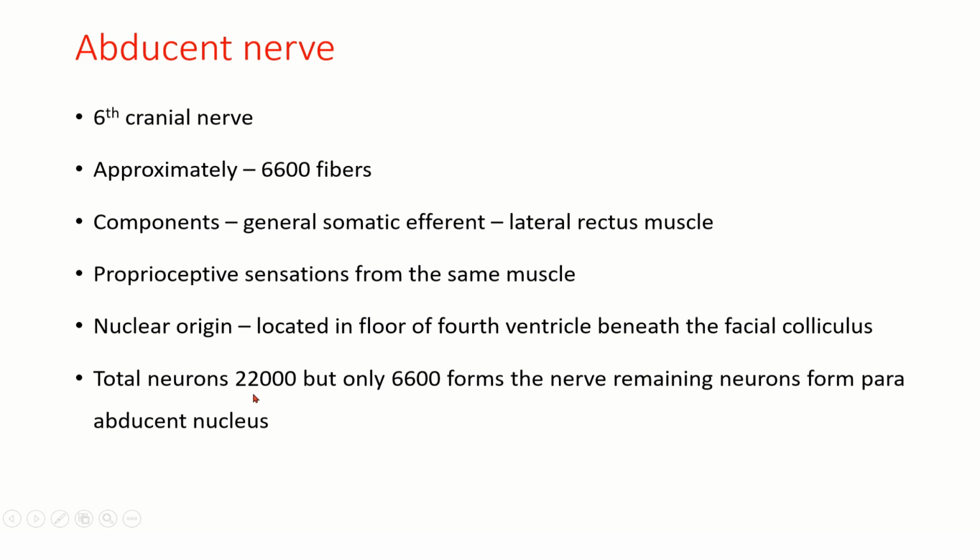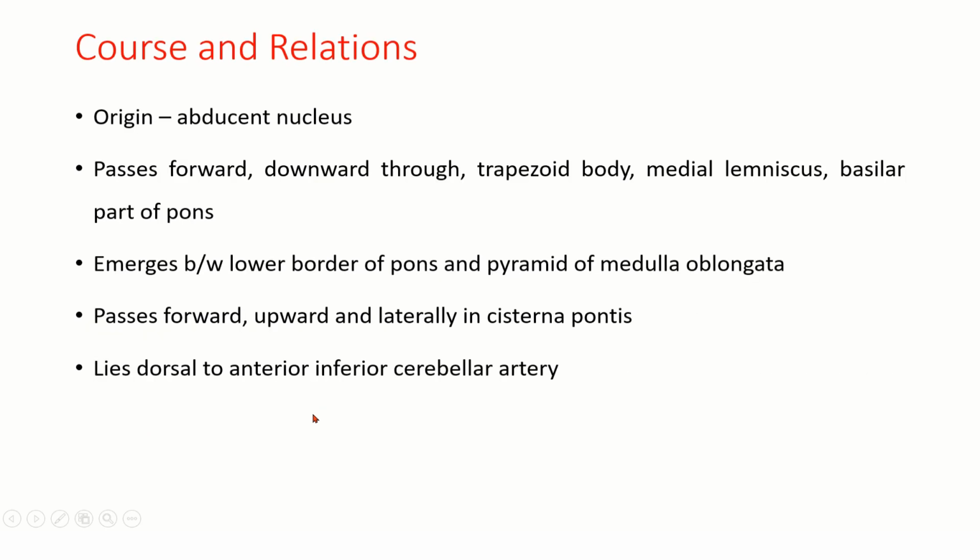So there are a total of 22,000 neurons, but only 6,600 form the nerve fibers. The remaining neurons form the para-abducent nucleus.